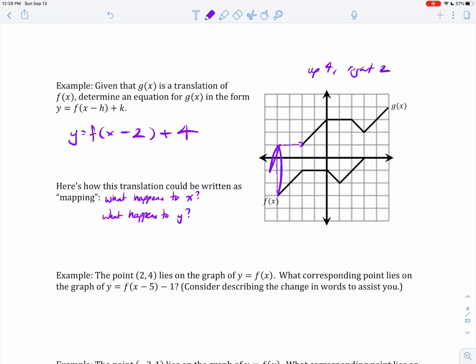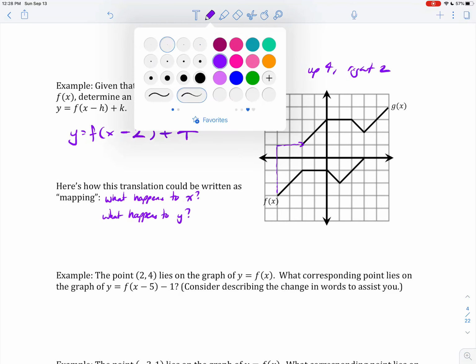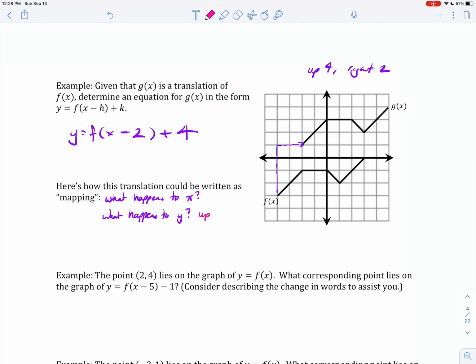Our y values went up by 4. We went up by 4, which means our y values had 4 added to them. Instead of this y value of -3, it became a y value of 1. Instead of a y value of -1, it became a y value of +3. Instead of a y value of -2, it became a y value of +2.